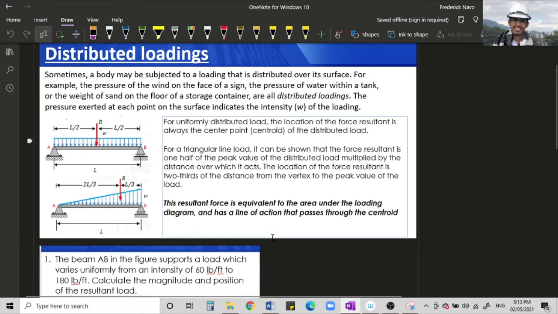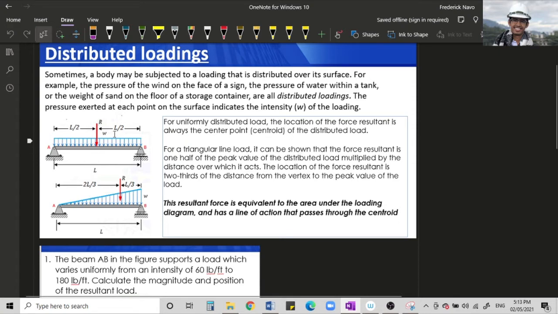So next will be we have the distributed loadings. Okay, so sometimes a body may be subjected to a loading that is distributed over its surface. For example, the pressure of the wind on the face of a sign, the pressure of water within a tank, or the weight of the sand on the floor of a storage container. So these are all distributed loadings. Okay, so the pressure exerted at each point on the surface indicates the intensity, the value of the loading.